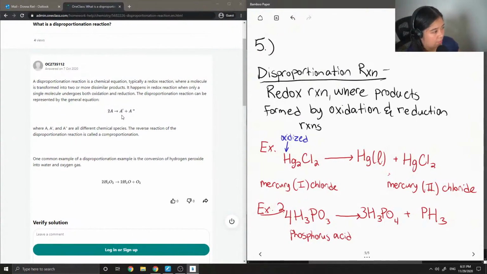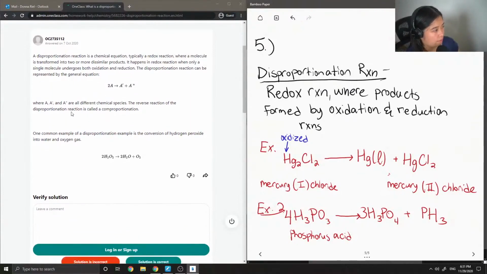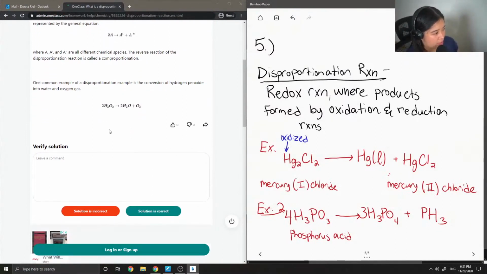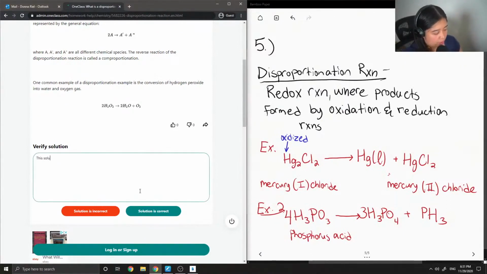2A makes A prime plus A double prime, where these are all different chemical species. The reverse reaction of the disproportionation reaction is called comproportionation. One common example of a disproportionation reaction is the conversion of hydrogen peroxide into water and oxygen gas. Yep, so this solution is correct.